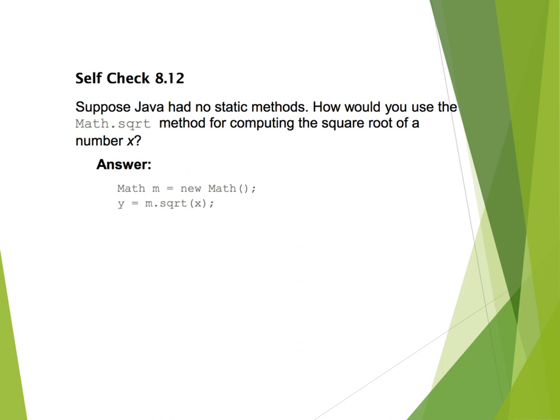But as you see, this is not convenient because you need to add one more line and you have to instantiate an object from the class Math, which is simply nonsense. So it's better to have static methods so that you don't need to create an object of Math, and simply, instead of saying m dot the square root of x, you can say Math dot the square root of x.